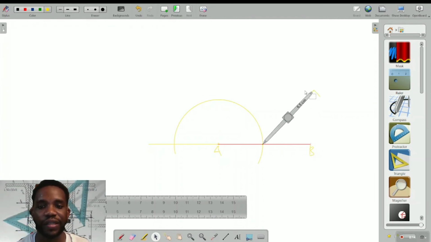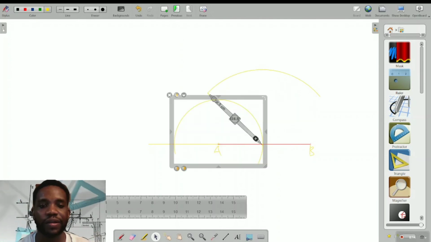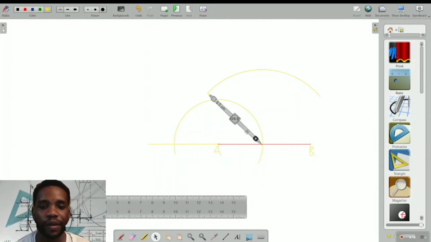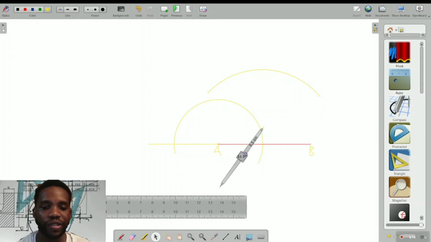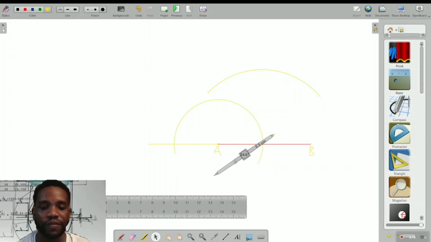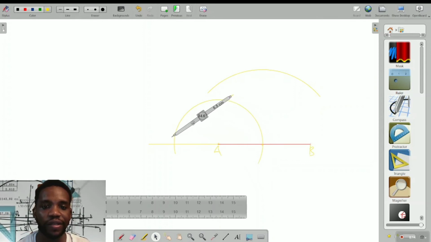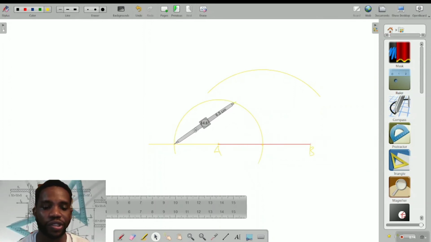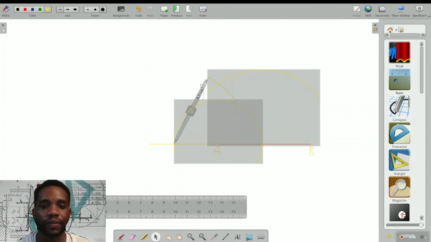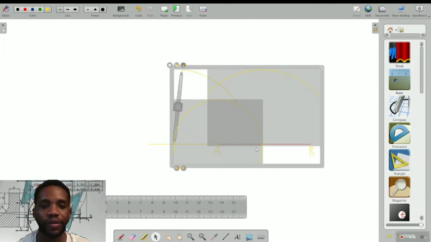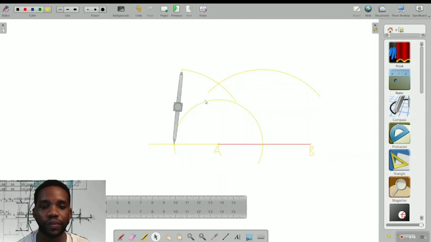So let me go right ahead. Swing my arc up there. That's one of them. I'm now going to move this to right over here. Let me readjust it. Now, of course, remember when you swing the first arc, you cannot touch the compass at all. You can't adjust it. Alright, there we go. So these two arcs intersect, right?